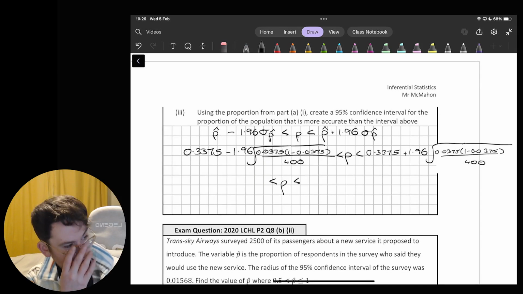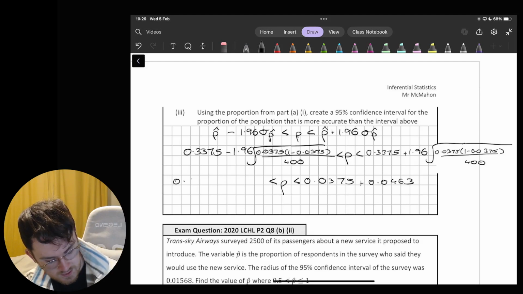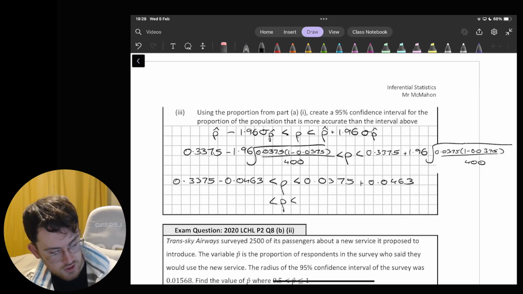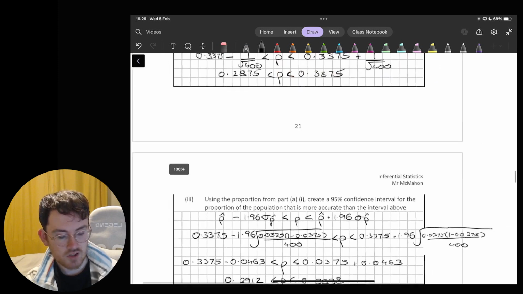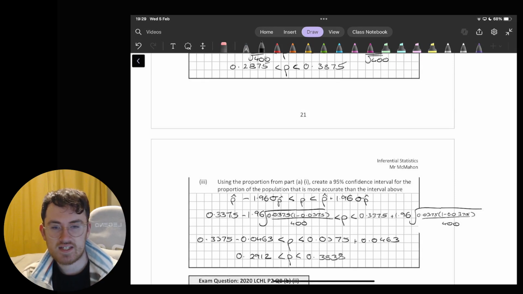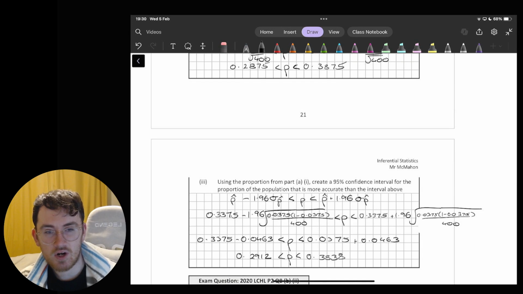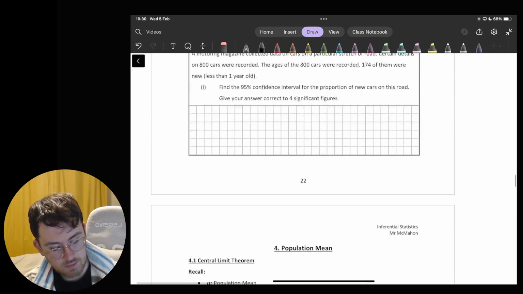Let's calculate those values. That's going to give me an overall value of 0.3375 plus 0.0463, and then the same on the other side, 0.3375 minus 0.0463. So my population proportion is between 0.2912 and 0.3838. Even comparing the two, we get that little bit of extra accuracy using the standard error. It is only slightly more accurate, but it is more accurate nonetheless.